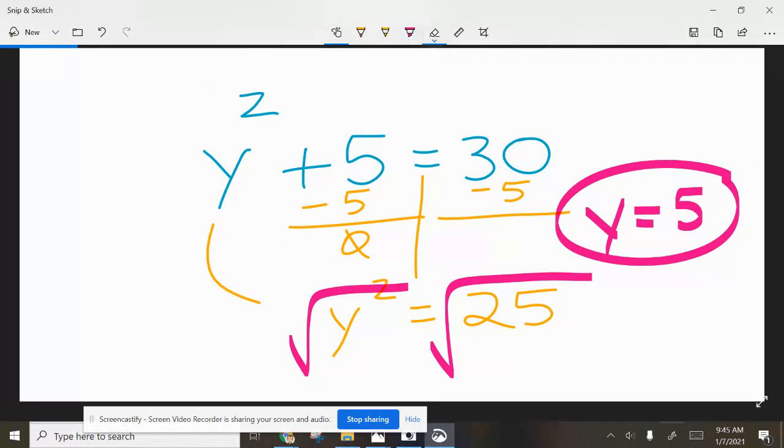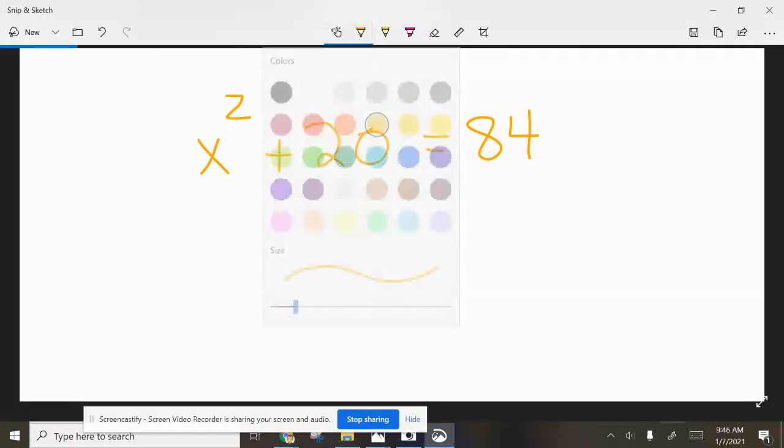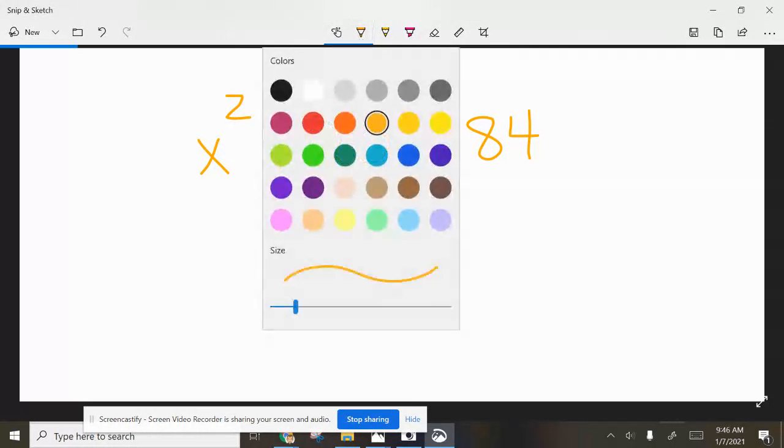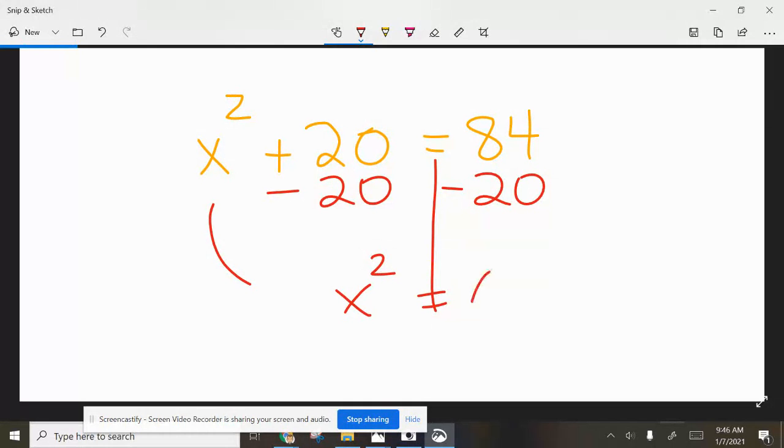All right, let's keep it going. Let's see if you can do these on your own now. All right, x squared plus 20 equals 84. Try this one out. Subtract 20. All right, then you're going to get x squared equals 64.